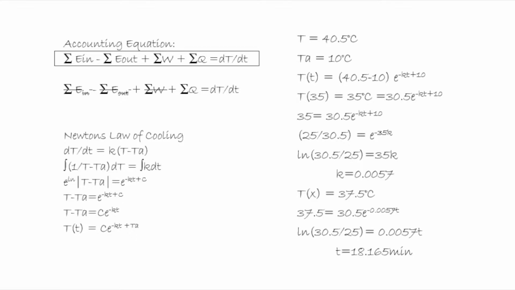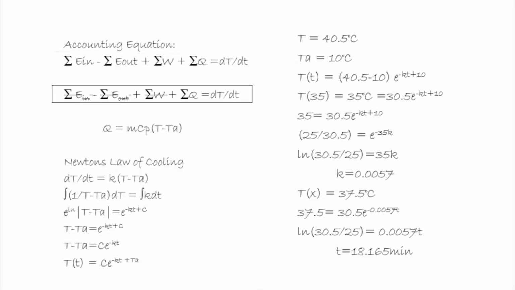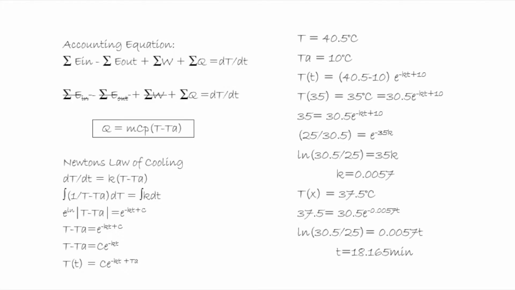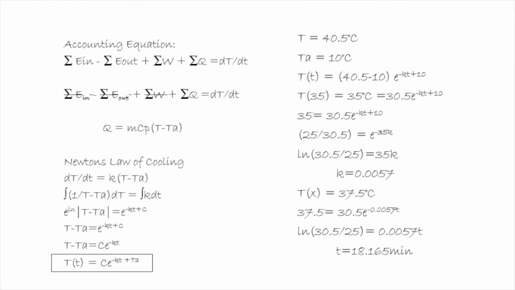We began with the accounting equation for the conservation of energy. Since there is no energy coming in or out, these terms are zero. There is no work being done on the system, so the work term is also zero. This leaves us with the heat equal to the mass times the specific heat and the difference in temperature. We assume that the mass is constant through the problem, so it was removed. We start with Newton's law of cooling and then integrated to find the final equation to use for this problem.